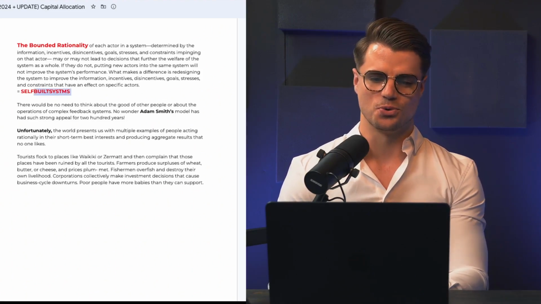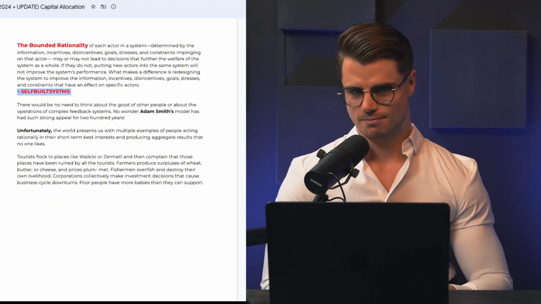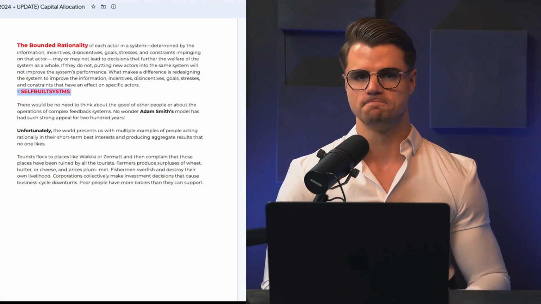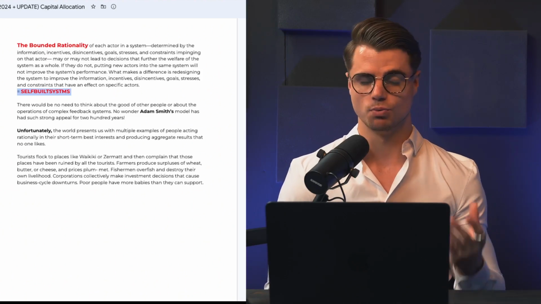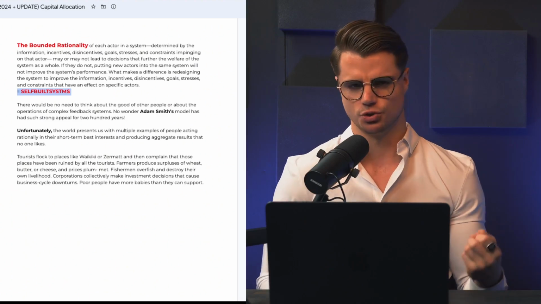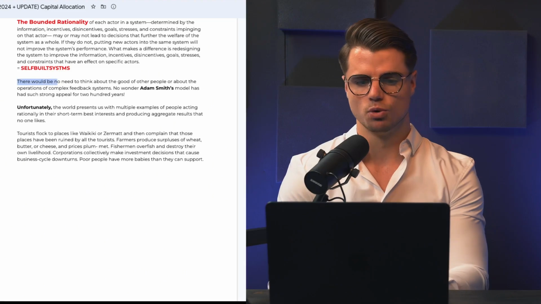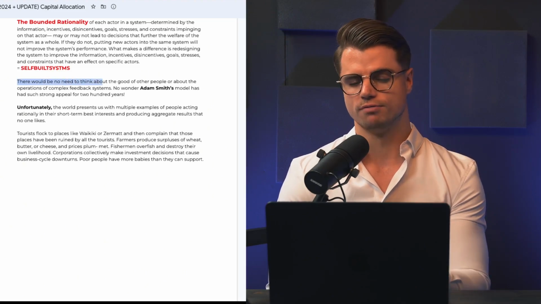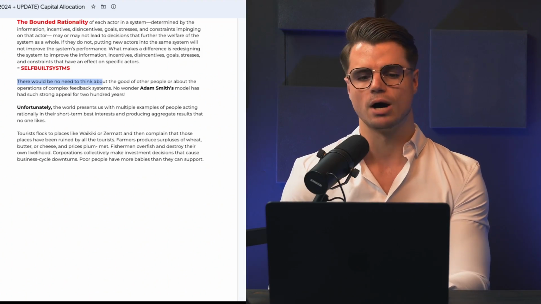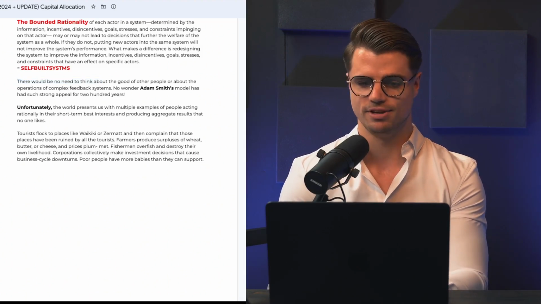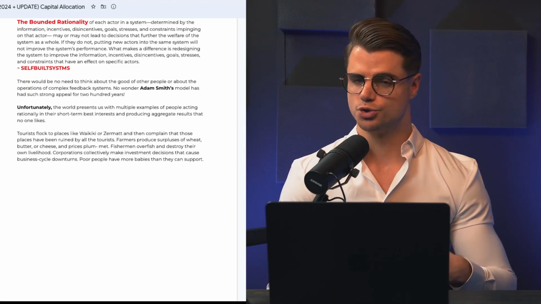And that is also what we call self-built systems. I say that with a little laughing kind of joke because it might seem massively overcomplicated, but at the end of the day, you need systems. You need systems to evolve. And the better your systems, the better you can operate inside of the system and the more leverage you can actually deploy. Moving forward, what is written here is that there would be no need to think about the good of other people or about the operations or the complex feedback systems. And no wonder Adam Smith's model had such a strong appeal for 200 years.